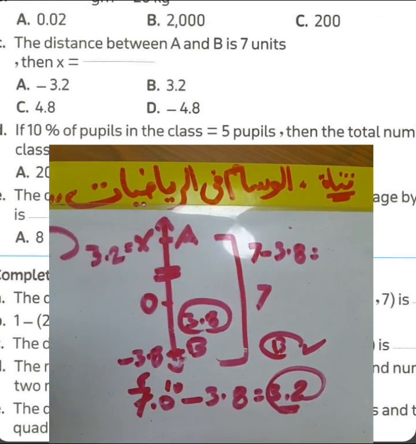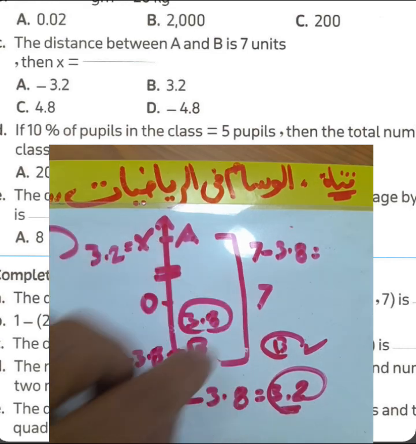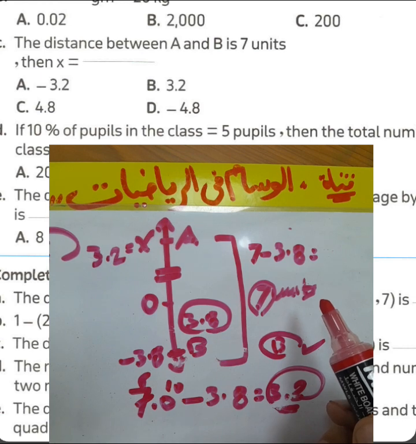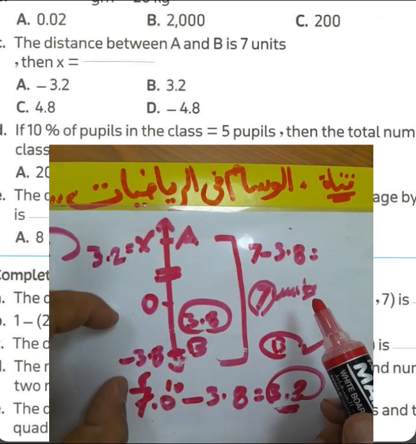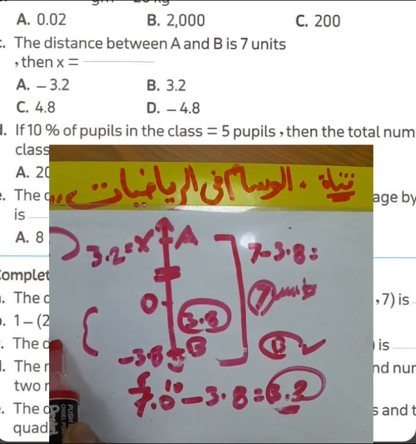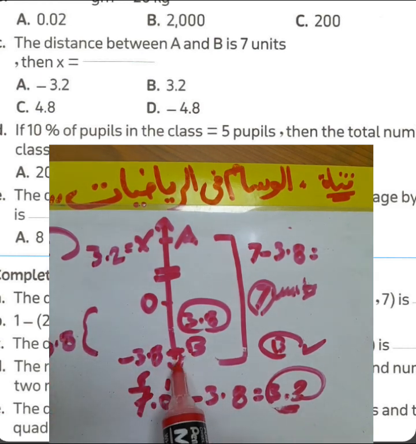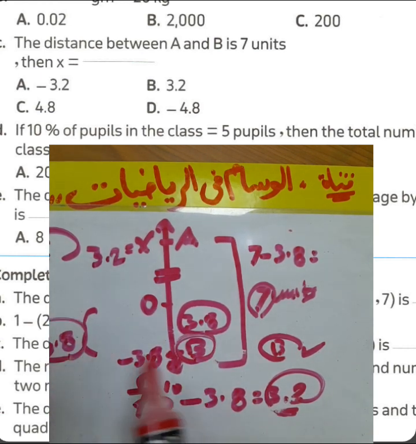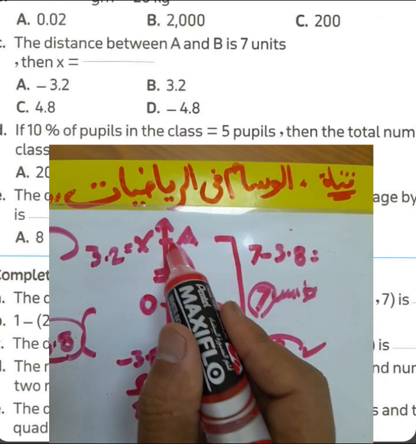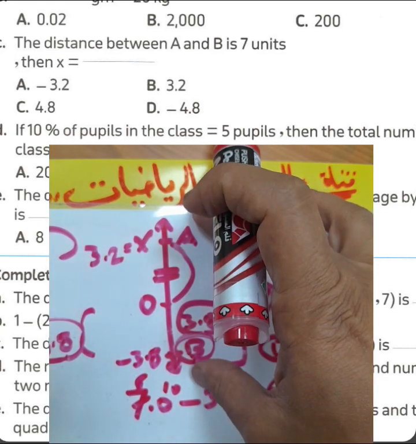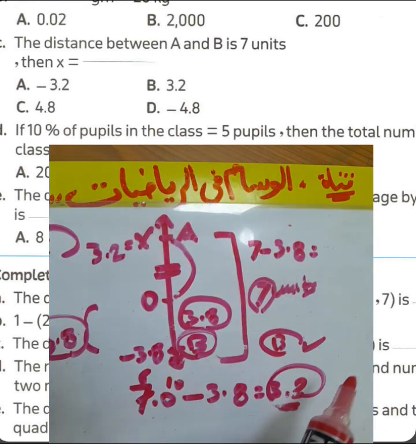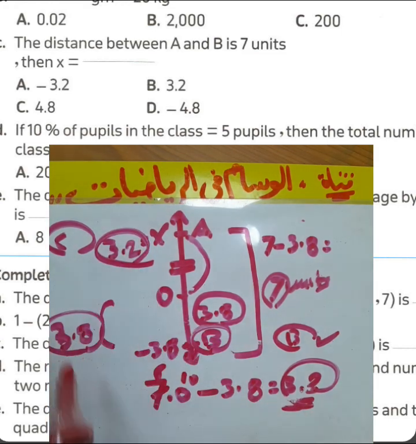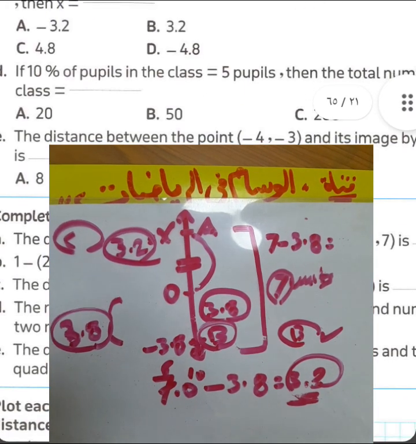Understood? Again, we have the distance between A and B was 7 units. He gave us the distance was 7 units from A to B. And from 0 to B, the length here was 3.8. If you want to find the distance between 0 and A, you must find the difference between AB and OB. Understood? 7 subtracted by 3.8 will be 3.2. Then the value of x will be 3.2.